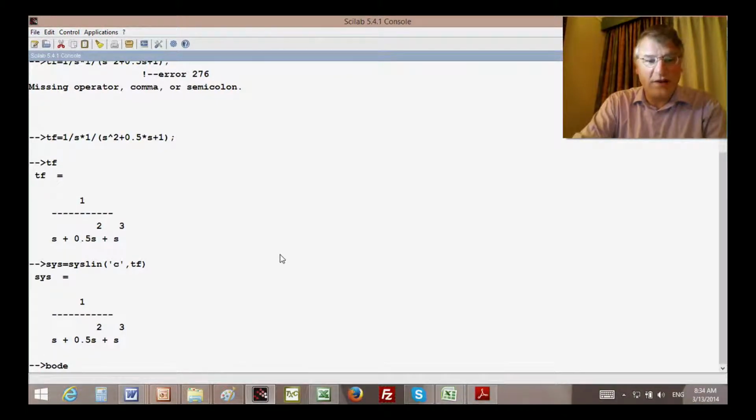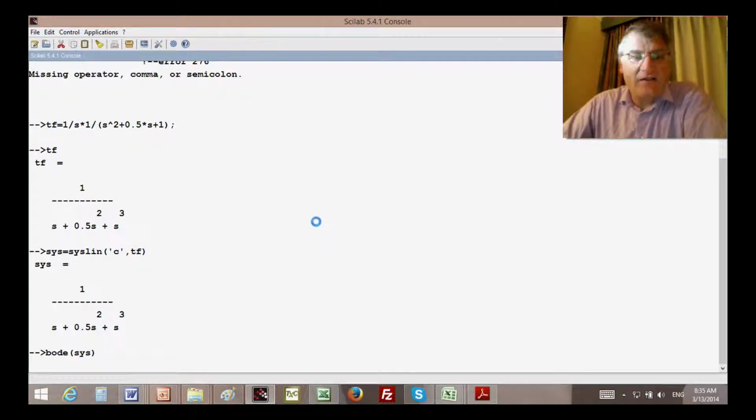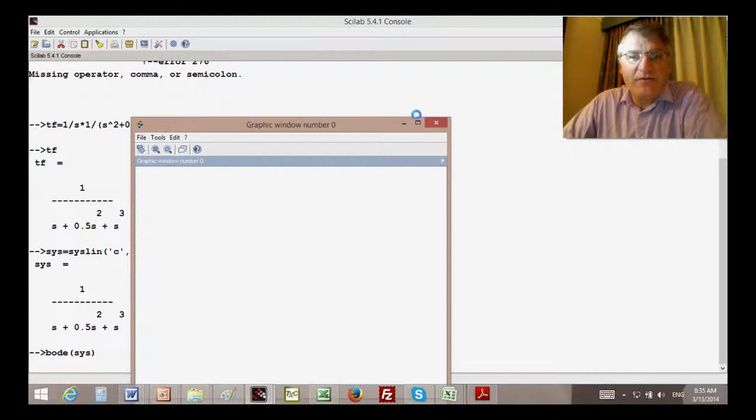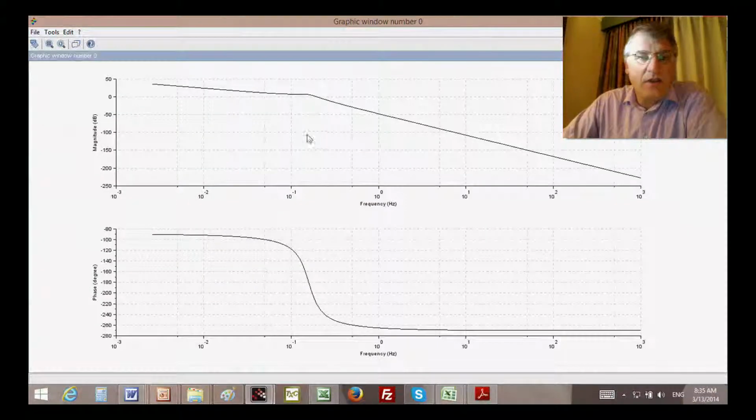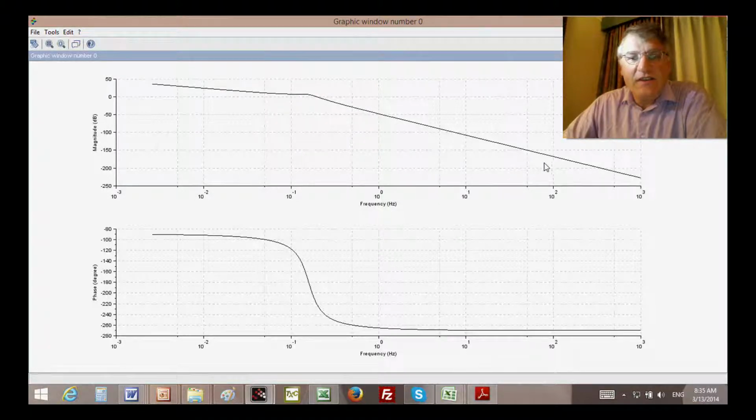And now I can plot bode of sys. This command will actually do exactly what I say, modulo a couple of additional pieces of information. So what you see is the magnitude of the transfer function, the integrator multiplied by the second order transfer function, and this magnitude is plotted against frequencies. Notice that in our case the frequencies are indicated in hertz.